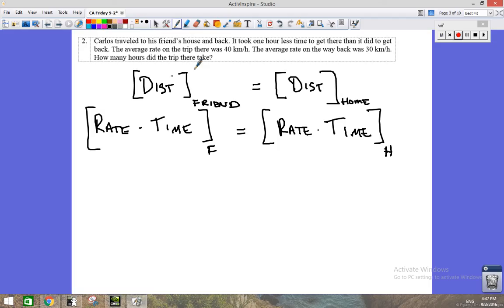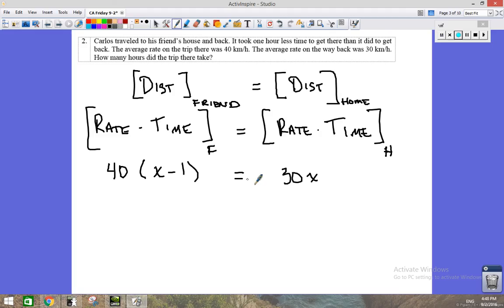The average rate on the trip there was 40 kilometers per hour. And on the way back, 30 kilometers per hour. It took 1 hour less time to get there than it did to get back. Well, here he's driving faster, so this is going to be the lesser time. Here you're driving slower, it's going to take you more time to travel that same distance. So if we let x be the time that it takes to return home, then the length of time that it took to get there was 1 hour faster.